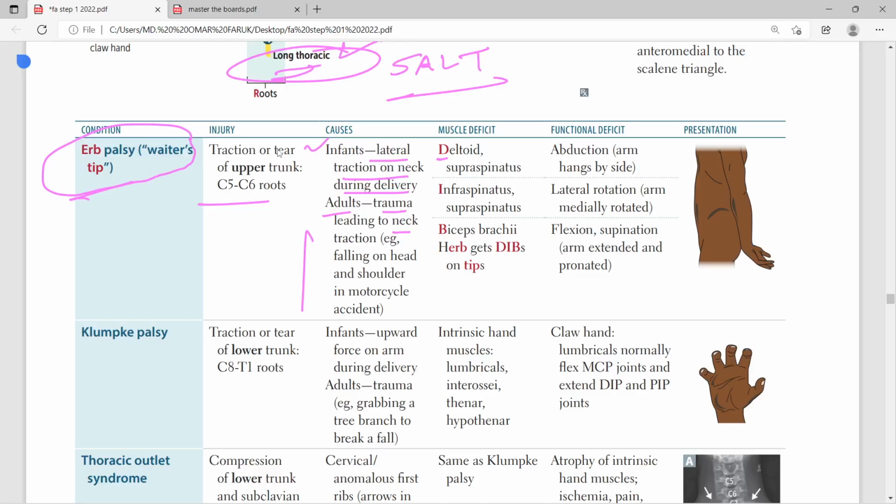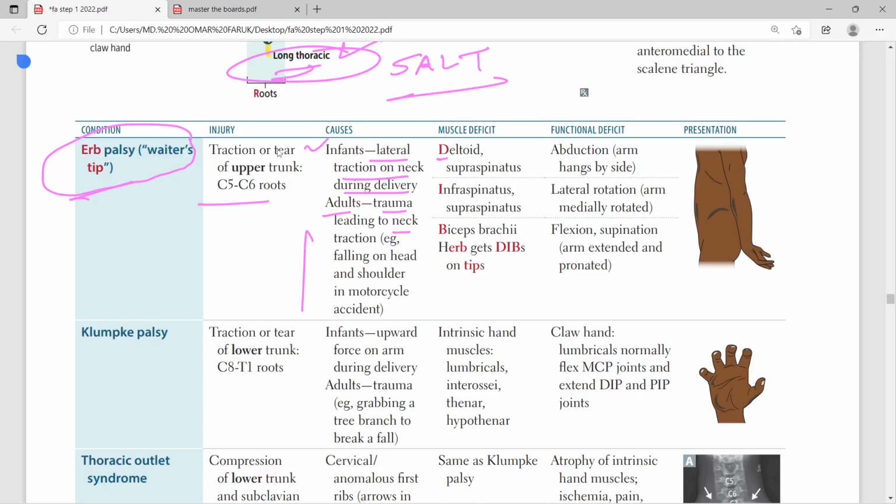What is the function of the deltoid? Abduction. What are the muscle deficits? Deltoid, infraspinatus, and biceps brachii. And the functional deficit is abduction. Patient is unable to abduct, so arm is in adducted position.